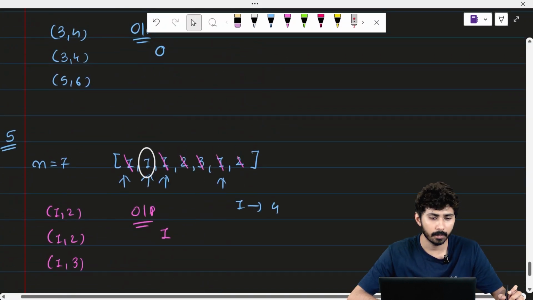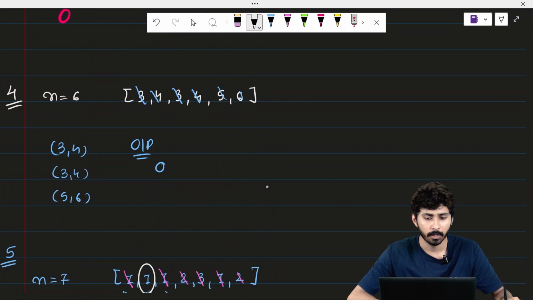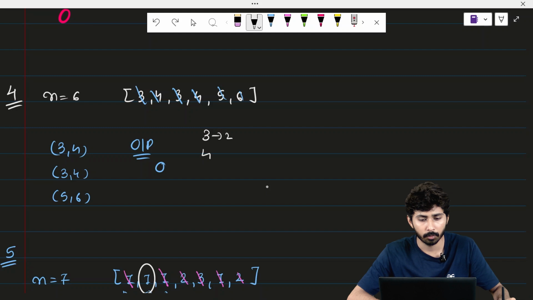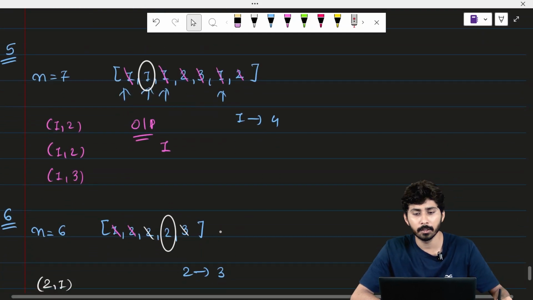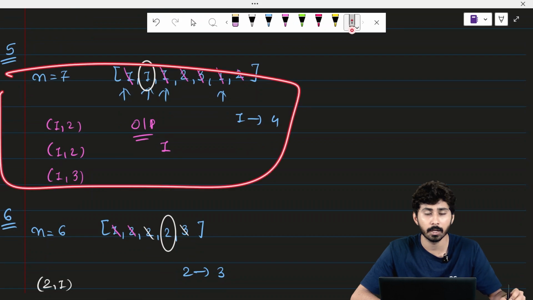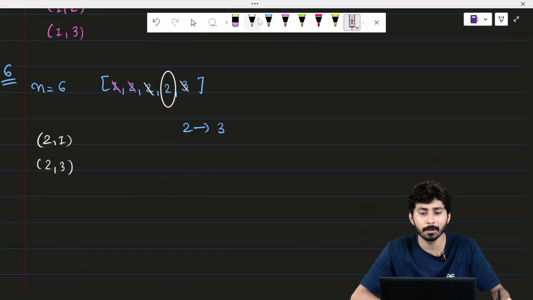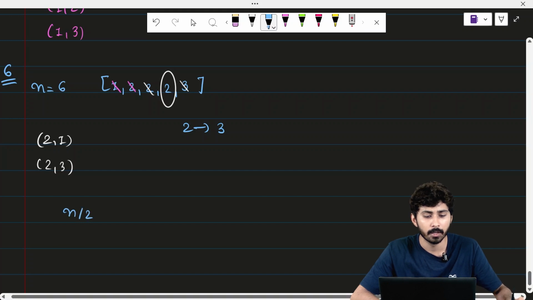But in the other example, example number 4, all the elements had the same frequency, right? 3 equals 2, then 4 was occurring twice, and 5 was occurring twice. So all the elements had the same frequency, so you cannot say any one element is a dominating element. Dominating element means the element that appears more than or equal to half the size of the array, the element whose frequency is greater than or equal to n by 2. That's the dominating element.